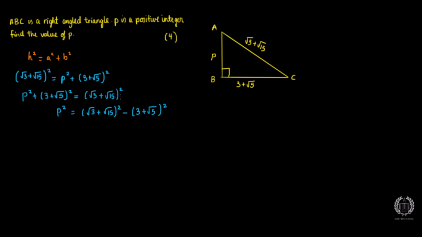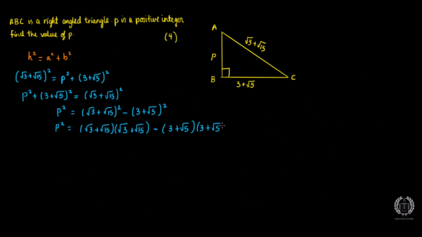Now what I'm going to do is I'm going to expand the brackets. So keep p squared the same, and how I'm going to expand this is basically by saying root 3 plus root 15 squared. So I'm going to times it by itself. So I'm going to times it by root 3 plus root 15, and then minus, I'm going to do the same thing here. I'm going to expand that, so it's going to be 3 plus root 5 and then 3 plus root 5.